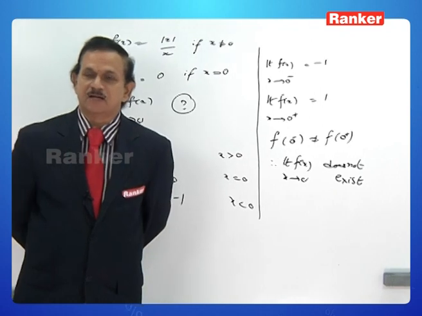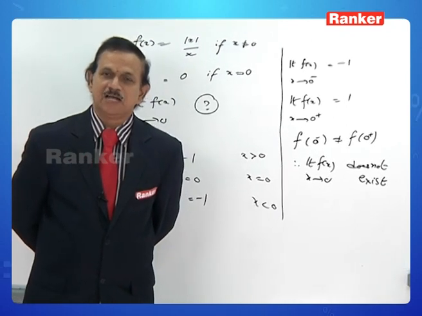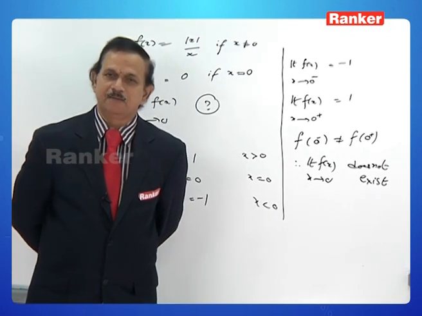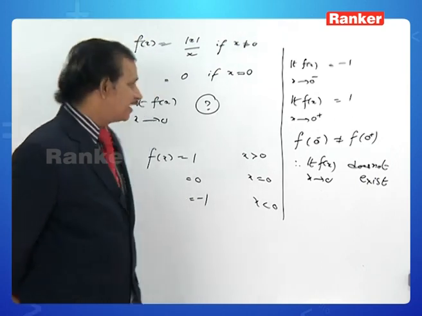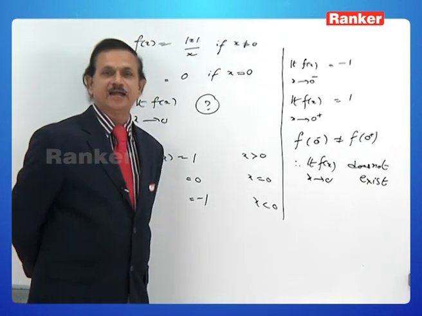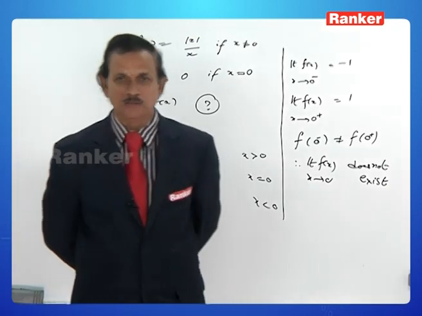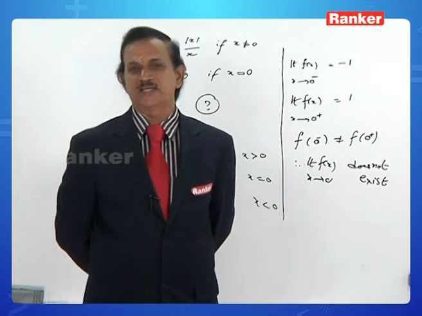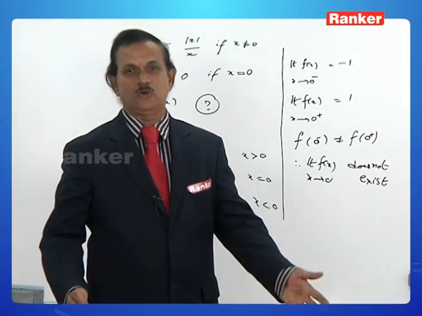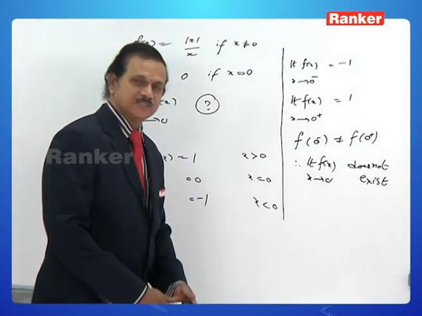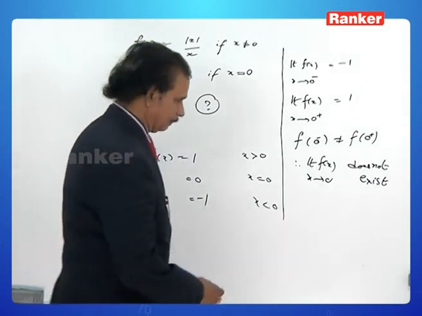In the previous example, we have seen that one of the one-sided limits, that is left hand limit, does not exist. But here both left hand limit and right hand limit do exist but are not equal. In this case also, we say that limit of f of x as x tends to 0 does not exist. Let us examine one more example.